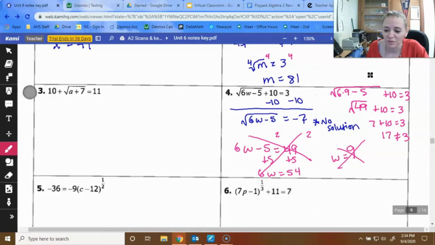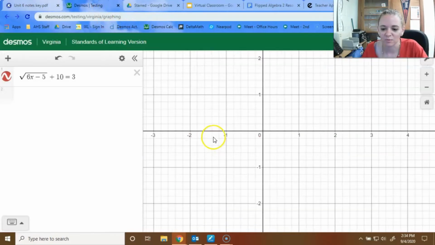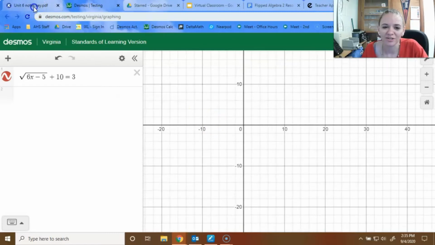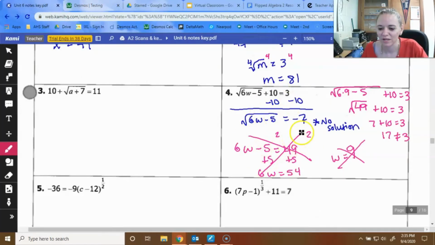So see how, if you forget about that negative thing, you could potentially end up with a wrong answer, 9 instead of no solution. That's why it's really important to check those back in, or, as you can see, graph it in Desmos. Desmos shows nothing, so that's a good indication that your answer is no solution. So see how we've got to be careful on some of these. Either graph it in Desmos to double check your answer, or take your final answer and plug it back into the original to see if you get a true statement. So that's just some things to look out for.